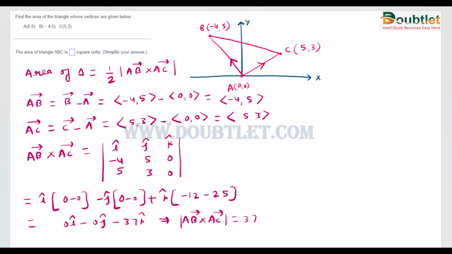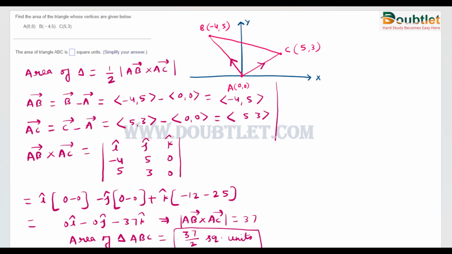And the area of triangle ABC is equal to, because we need to multiply 1/2 in the magnitude of cross product, then definitely it will be 37/2 square units. Since units is not given, then we need to write units. So this is the answer. So this is one of the methods by using cross product.